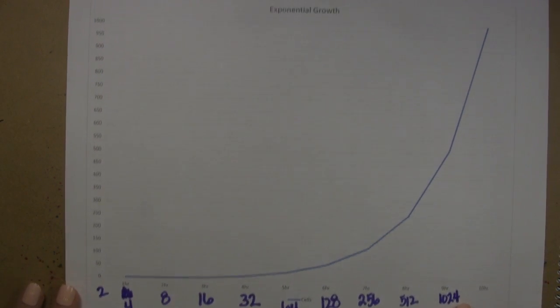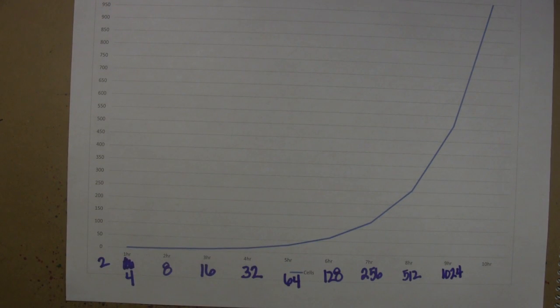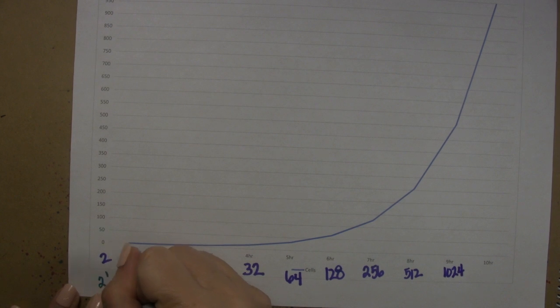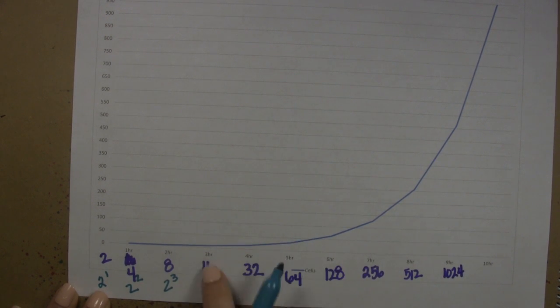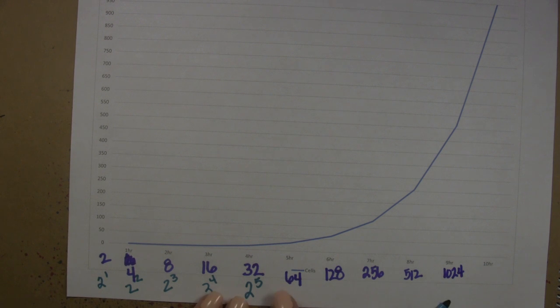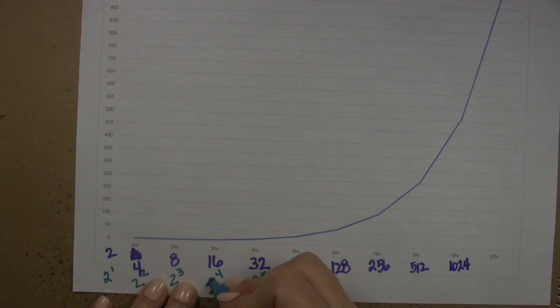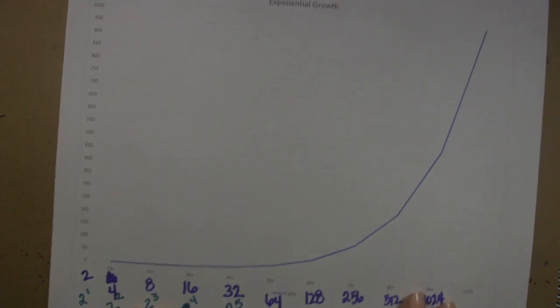The reason that this is called exponential growth is because the amount of growth can be expressed with an exponent. So for instance, we started with 2 to the 1 cells, and then we went to 2 to the 2, which is 4, and then 2 to the 3rd, which is 8, and 2 to the 4th, which is 16, and 2 to the 5th, which is, do you see what we're doing here? The exponents are changing, so we say that this is exponential growth.